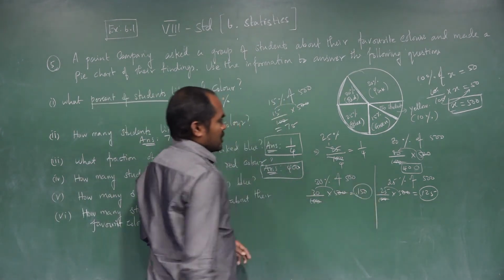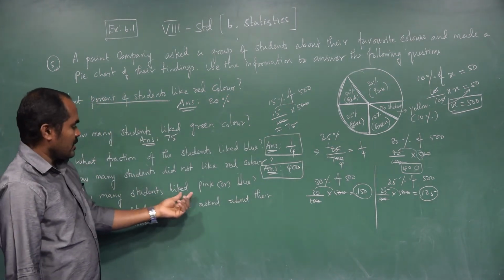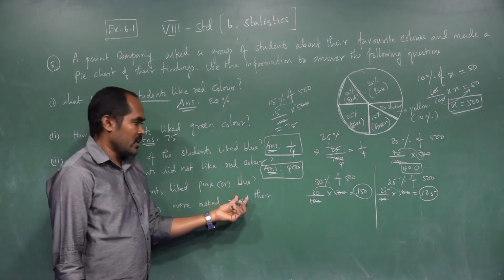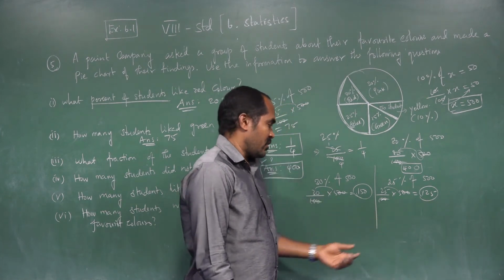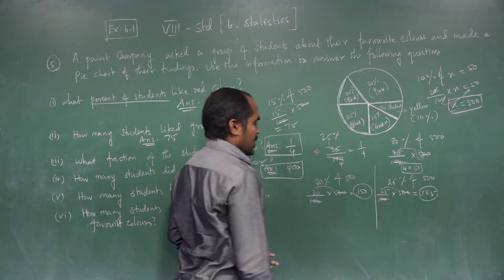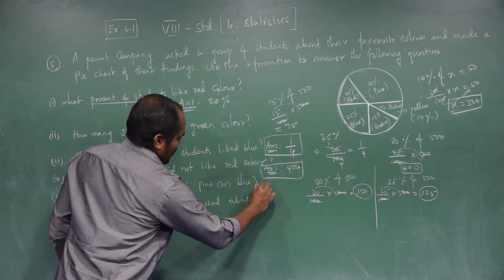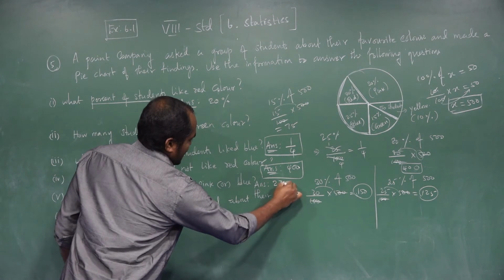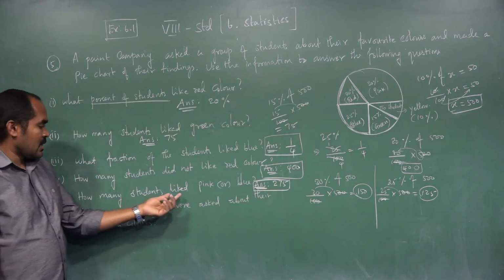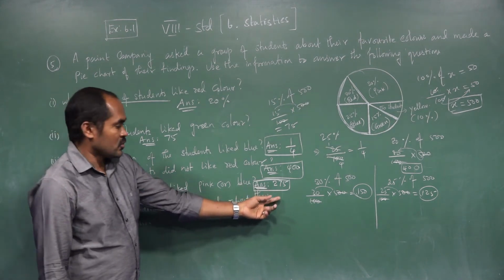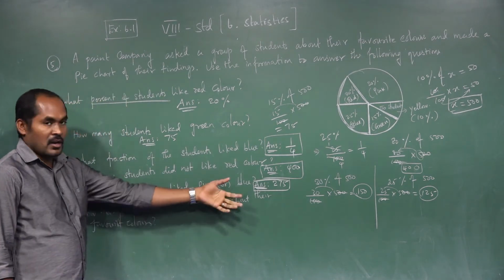150 students' favorite color is pink. Our question is, how many students like pink or blue? Pink or blue means we want to add these two results. We want to add 150 and 125. So 150 and 125 is 275. So our fifth question answer is 275. Totally 275 students like pink or blue.